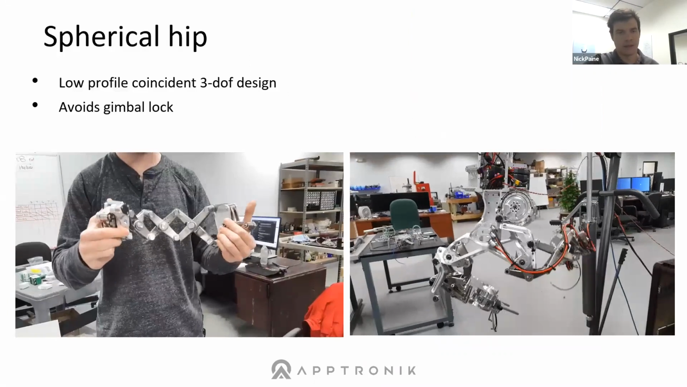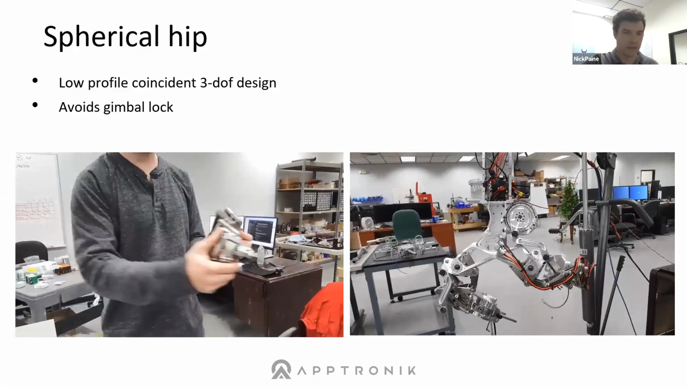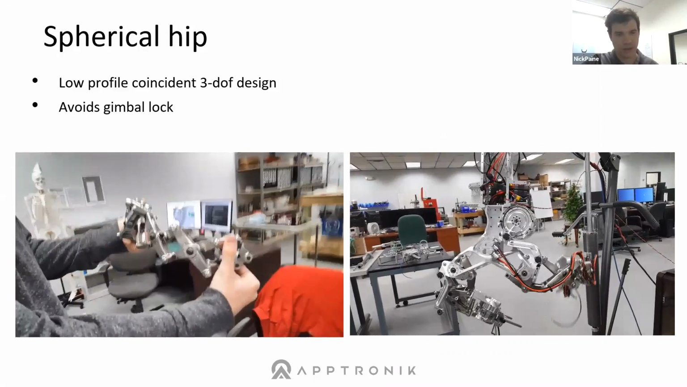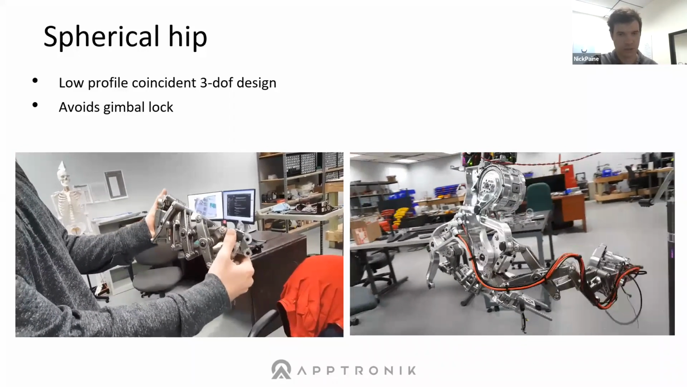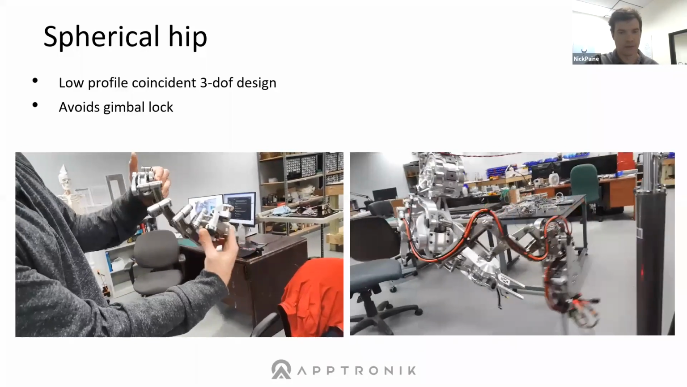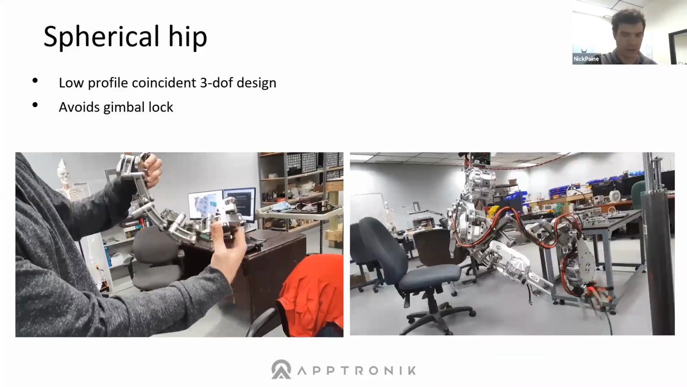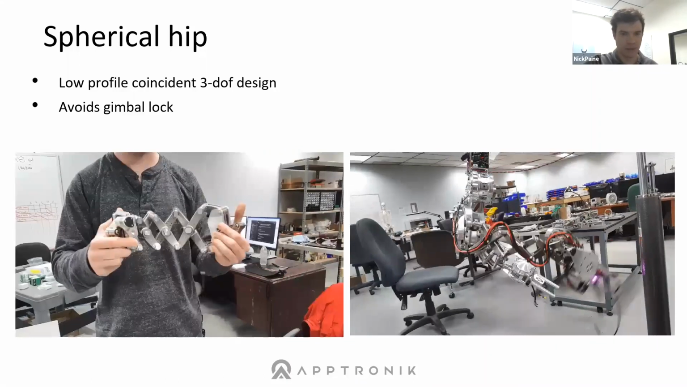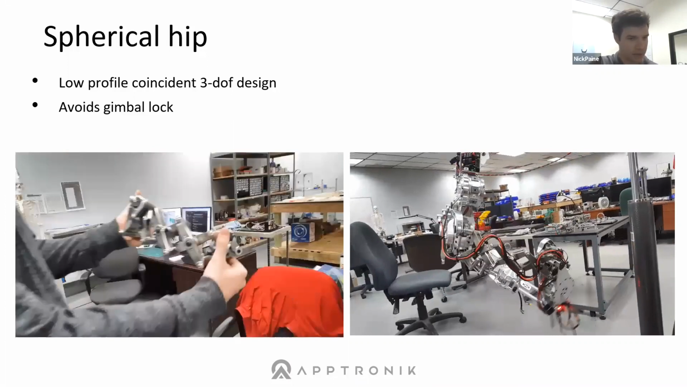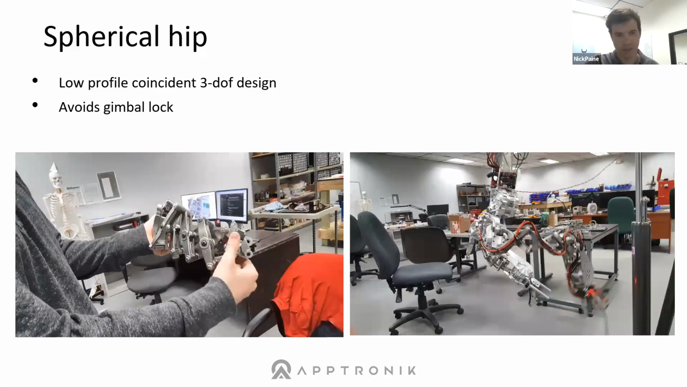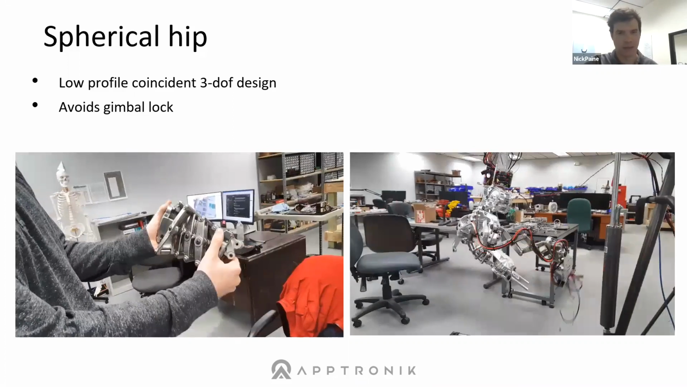The last thing here is the spherical hip design. So again, 3 degrees of freedom in the hip, a low profile structural package. And the 3 degrees of freedom are coincident with the human's ball joint in the hip. And in addition, it's really tough to design 3-DOF mechanisms that don't have inconvenient gimbal lock, but this mechanism achieves that as well.